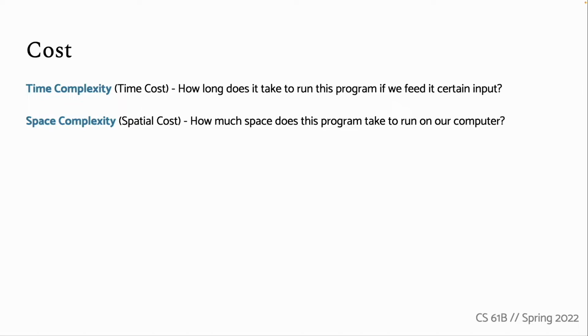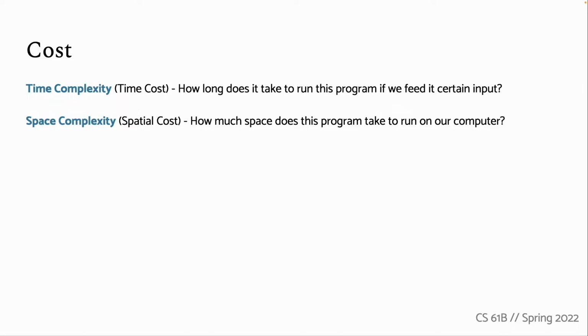And we care about two different forms of cost. One is called time cost or time complexity, and the other is spatial cost or space complexity. In this class, we're going to be focusing on time complexity in particular, but space complexity is something that we'll touch on when we talk about sorting algorithms.